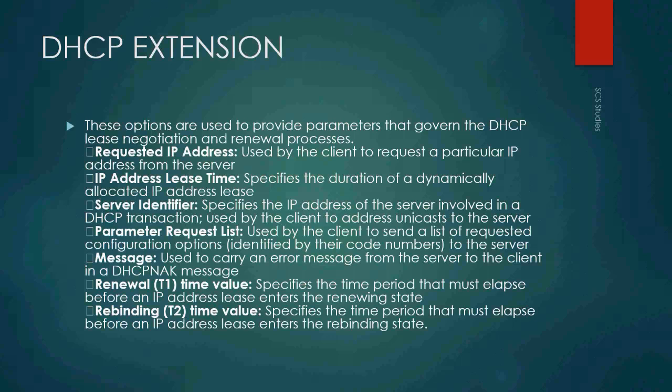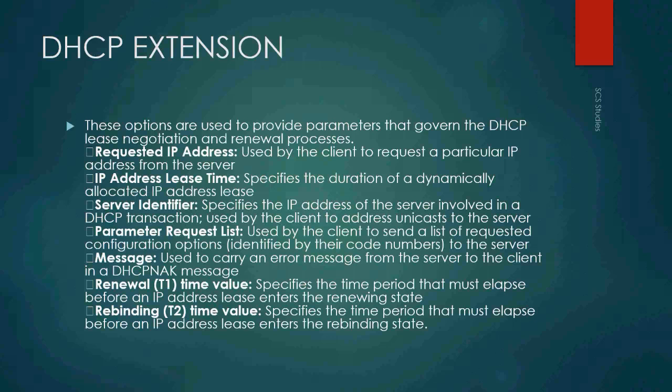Parameter request list used by the client to send a list of requested configuration options identified by their code numbers. That means the parameter request list is used by the client to send a list of requested configuration options identified by their code number. Each and every option has its own identified code number to the server.